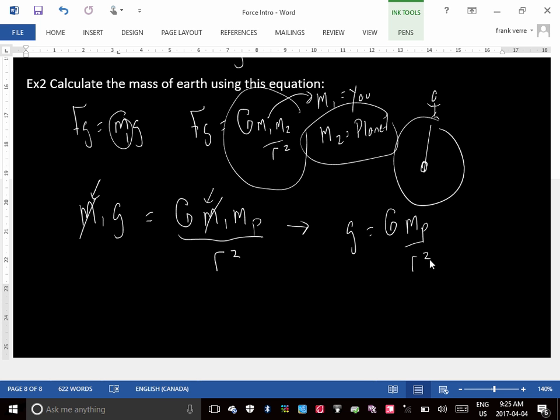All I need to know is two things: the mass of that planet, or moon, or asteroid, and the radius of that object. That's all I need to know. Or, I can rearrange it and say, what if I want the mass of that planet, or asteroid, or moon? Well, then I could rearrange it to get this equation.